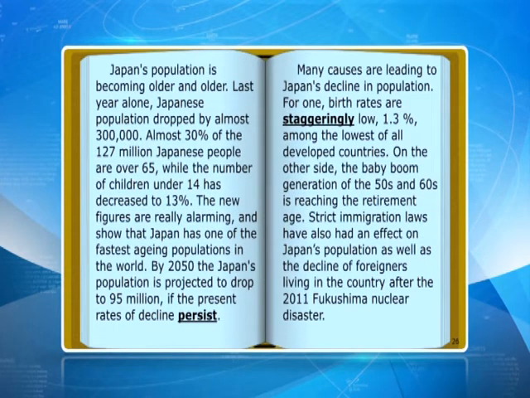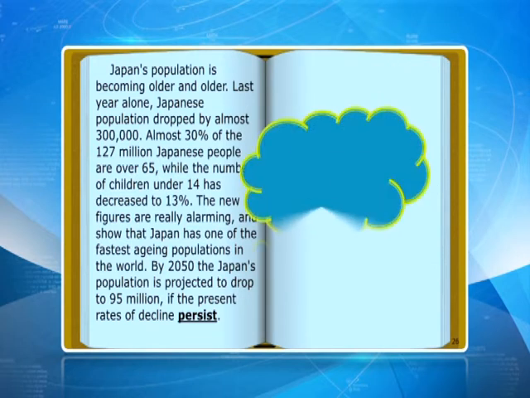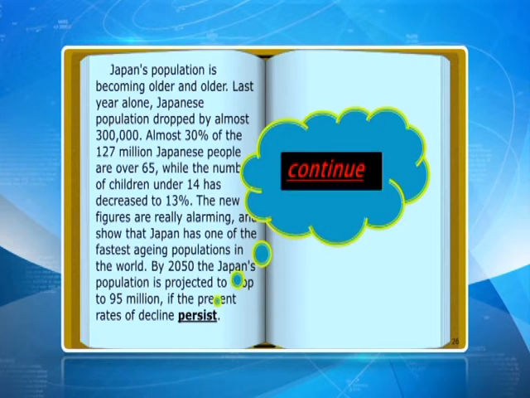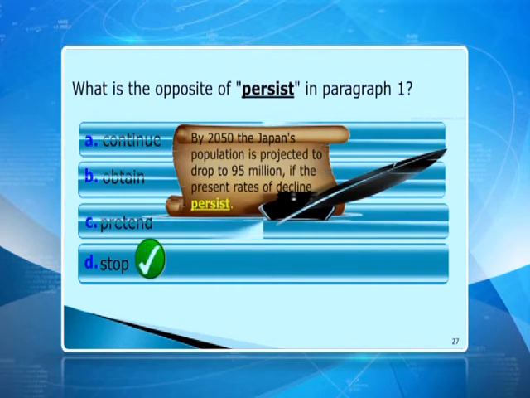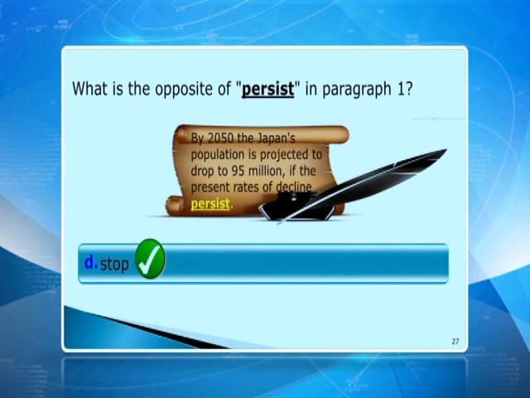Here we have to go back to the text. The word persist is written in bold and underlined. If you concentrate on the context, we can understand that the word persist means to continue. So we can replace the word persist by the word continue. And all of you know that the opposite of continue is what? Is it continue, obtain, pretend, or stop? Very good. Your answer is stop. So the opposite of persist is stop.